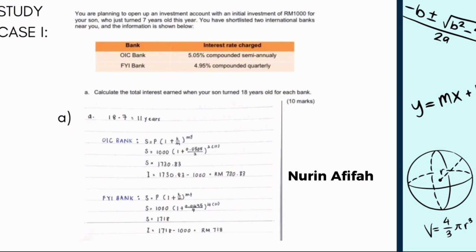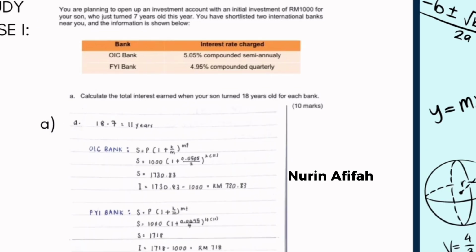You have shortlisted 2 international banks near you and the information is shown below. As you can see, there are 2 banks here, OIC Bank and FYI Bank. OIC Bank's interest rate is 5.05% compounded semi-annually and FYI Bank's is 4.95% compounded quarterly. For question A, calculate the total interest earned when your son turned 18 years old for each bank.